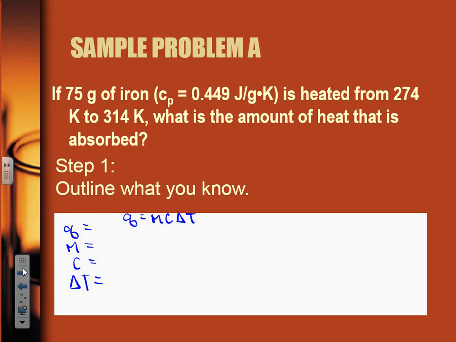All right, so we've got 75 grams, which would be our mass. It's heated from 274 Kelvin to 314 Kelvin. Like if I was going from Covina to Glendora, my starting place would be Covina, my ending place would be Glendora. So let's break that down into final and initial. Final is 314 because I was going from 274 to 314, and the initial is 274. And it gives you the specific heat, which is 0.449 joules per gram Kelvin.